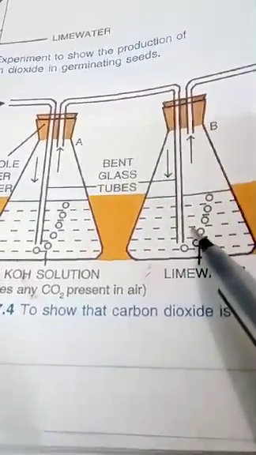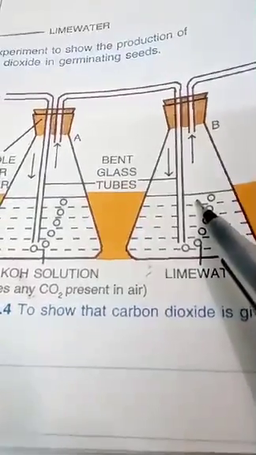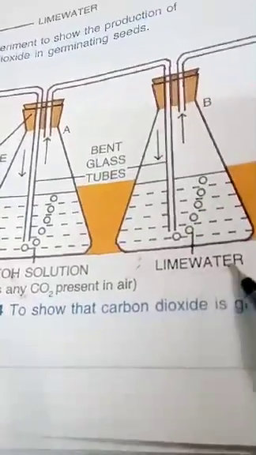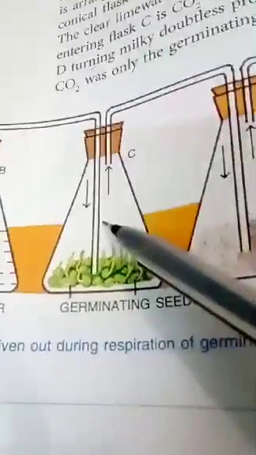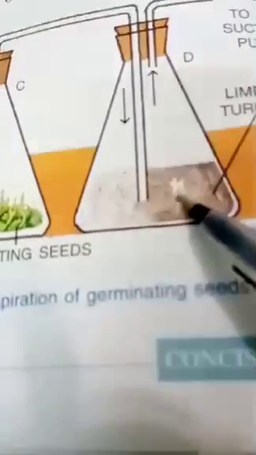So now from here, the air which is taken to flask B is free of carbon dioxide, so the lime water does not turn milky. Now from here, when we take the air up to this germinating seeds flask, that means the air has no carbon dioxide. But from here, the tube which takes the gas to the last flask, we see that the lime water here turns milky.